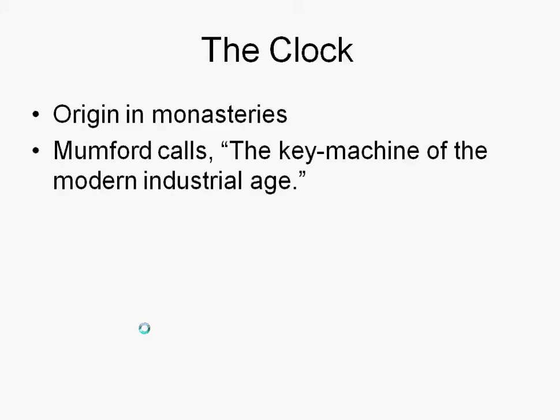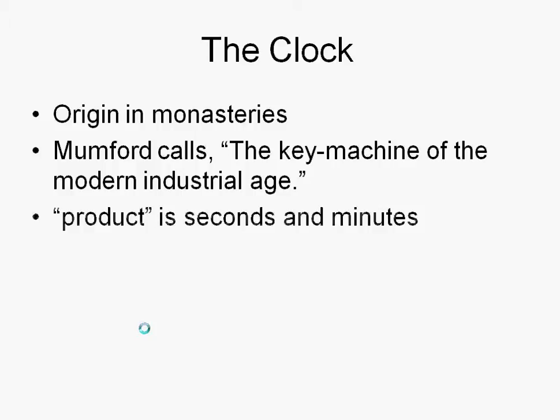Mumford calls this the key machine of the modern industrial age. As he writes in the text, the clock, not the steam engine, was the key machine of the industrial age. I'd underlined and highlighted that when I first read it. From an industrial standpoint, as a machine, the product of the clock is seconds and minutes, which is kind of an arbitrary measure, as we'll talk about here in a few minutes.